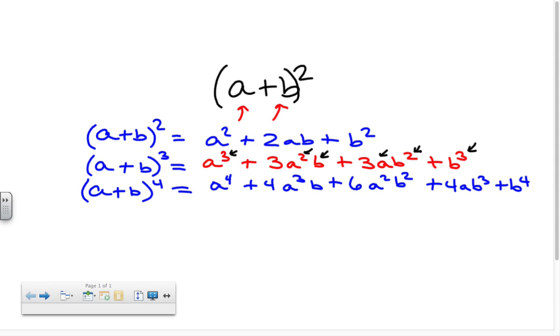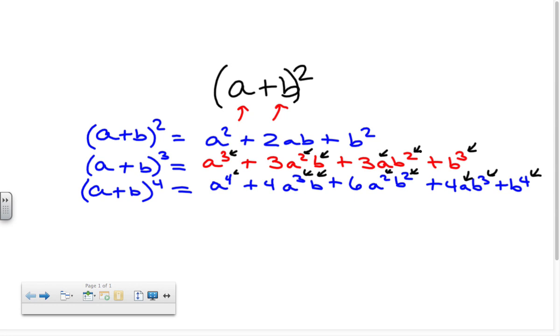Look also on the last one. We go 4, 3, 2, 1. And then actually, if you want to get into it, this is a to the 0, right? And if you want to talk about the b's, it would be b to the 0, b to the 1, b squared, b to the third, b to the fourth. All right? So if you were given something to a power, you should be able to write out all of the a's and b's just by following the pattern.